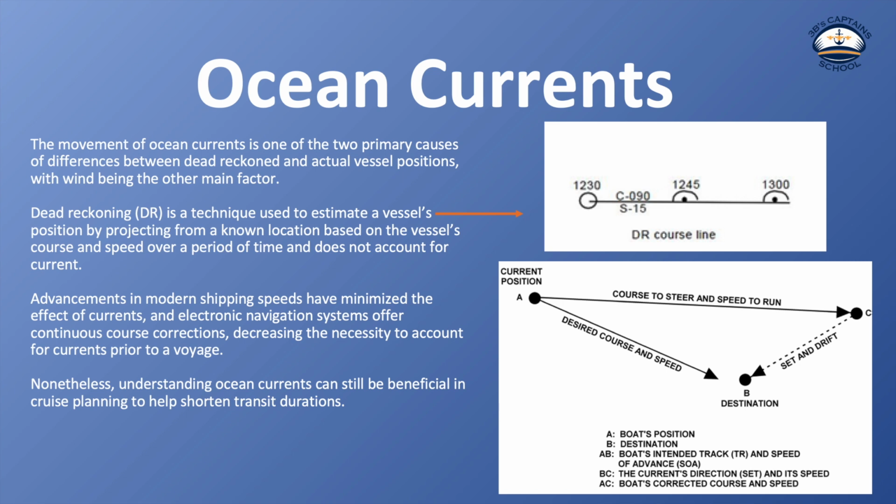Advances in modern shipping speeds have minimized the effect of currents. Electronic navigation systems offer continuous course corrections, decreasing the necessity to account for currents prior to a voyage. So that's two things that help us out. Imagine being in a sailboat like Columbus coming across. Obviously they didn't know exactly how the currents were going to affect them, but they had a pretty good idea, I imagine, of how much it would affect your speed and direction, because you were at the mercy of the wind and you weren't going very fast.